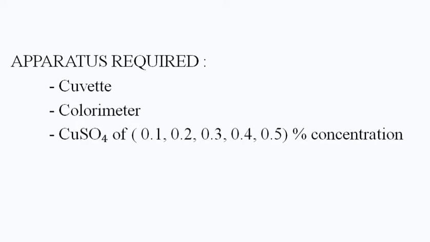For the copper sulfate solution, we are going to take a stock, and from that stock solution we are going to mix the stock with distilled water in different proportions so as to get these concentrations of 0.1, 0.2, 0.3 and so on. This I am going to explain in the practical part.